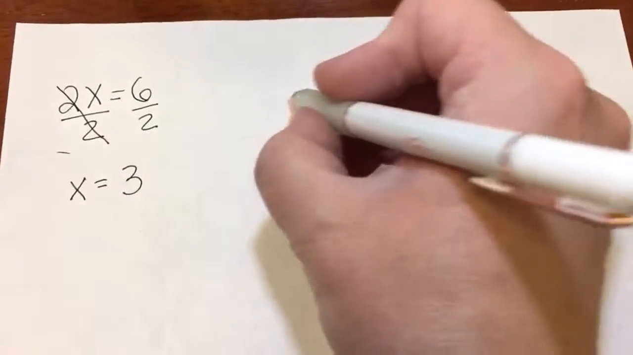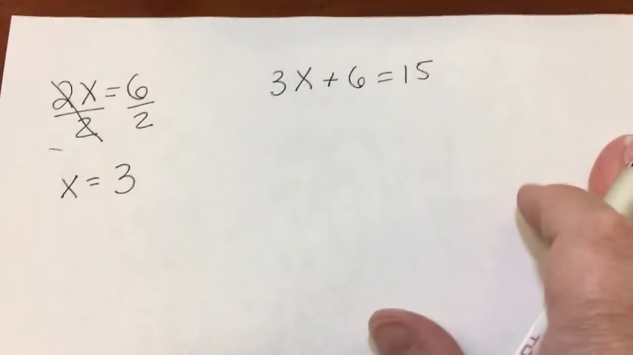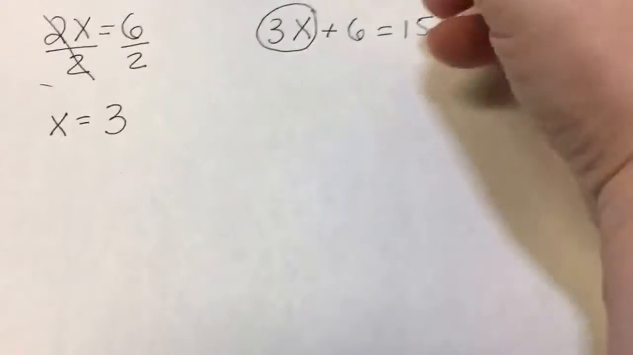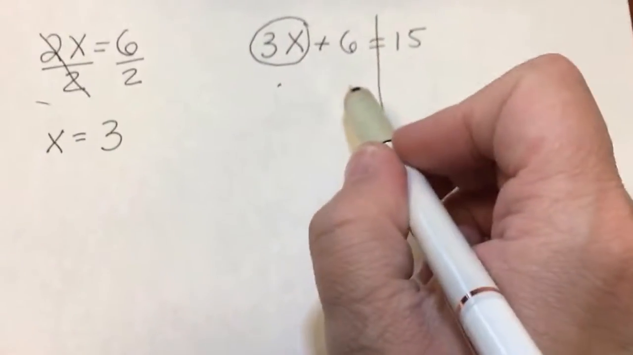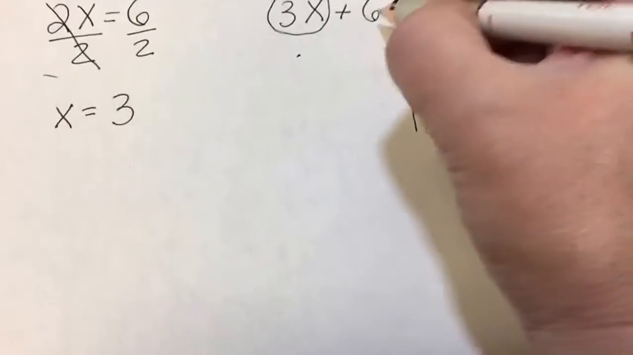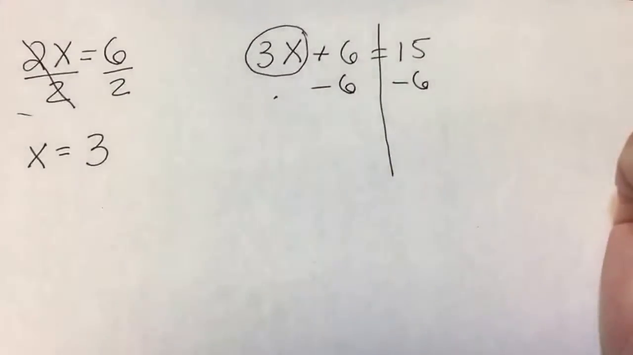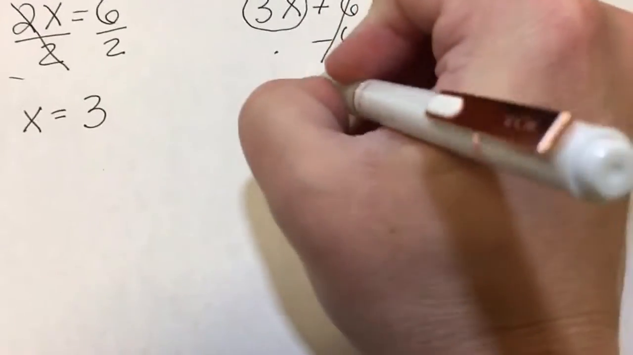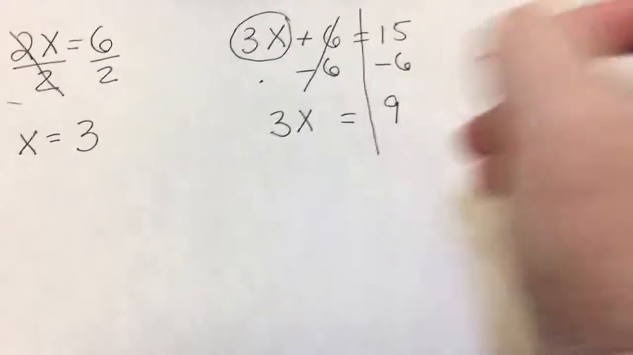Okay, let's look at another problem that you know how to do already. 3x plus 6 equals 15. Remember we would circle everything that goes with the variable, and we would draw a line through our equation. We want the x on one side, we want the numbers on the other side. So the opposite of adding 6 is to subtract 6. And what I do to one side, I do to the other side. That leaves me with 3x is equal to 15 minus 6, which is 9.